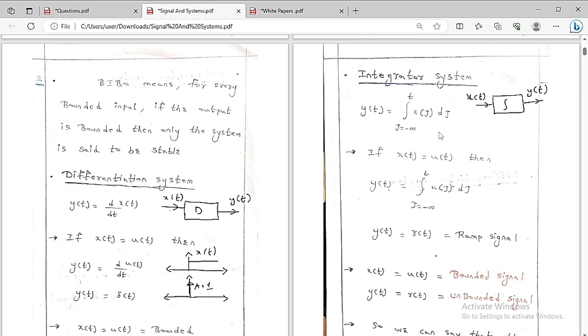So output is the integration of the input. So y of t is equal to the integration from minus infinity to t of x of tau d tau.